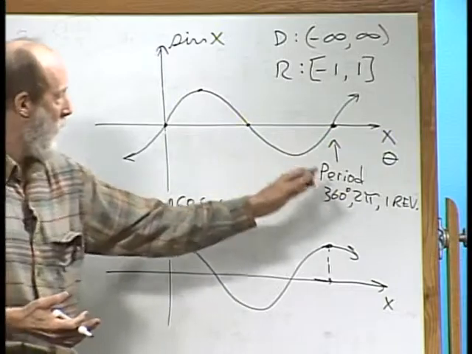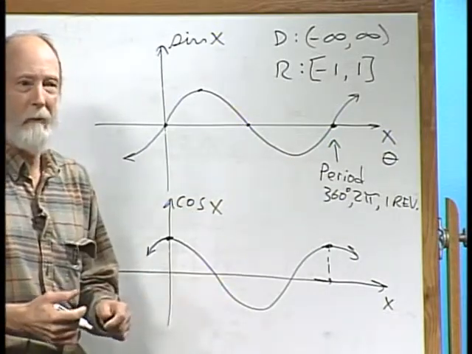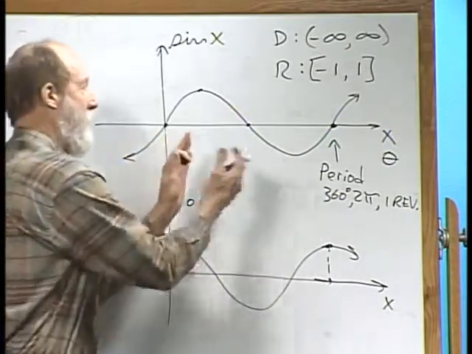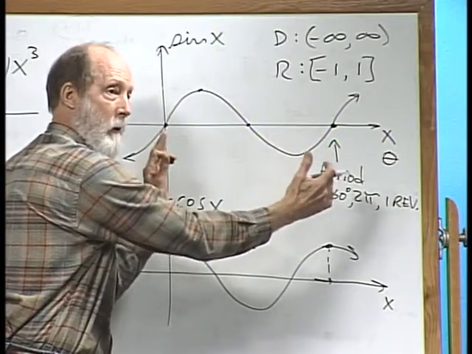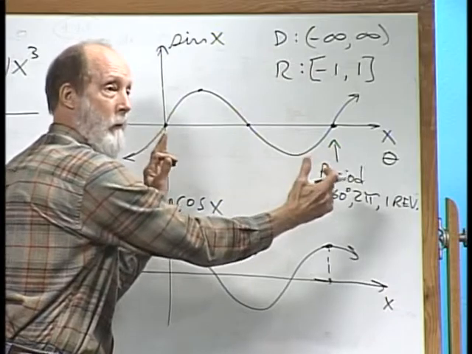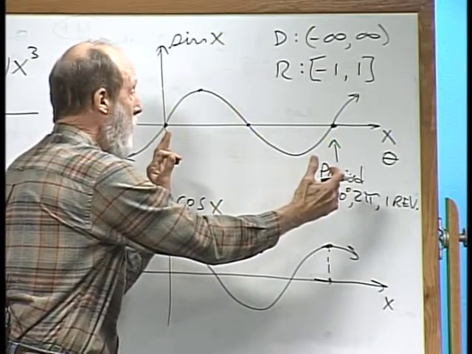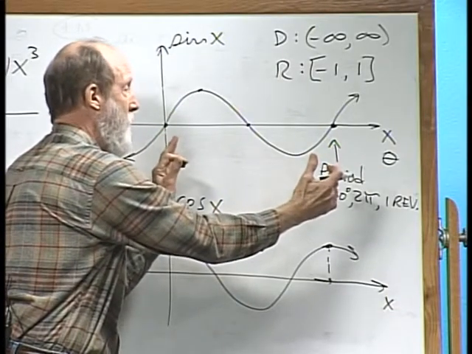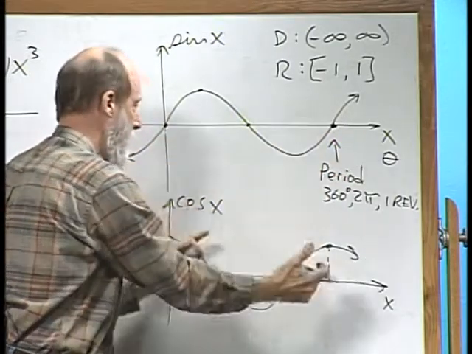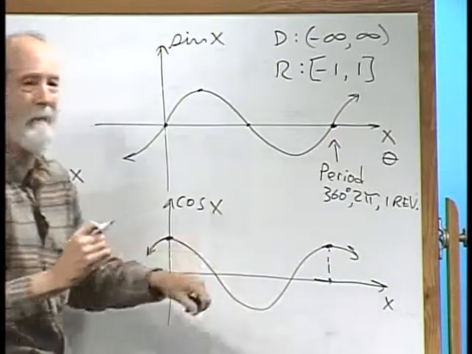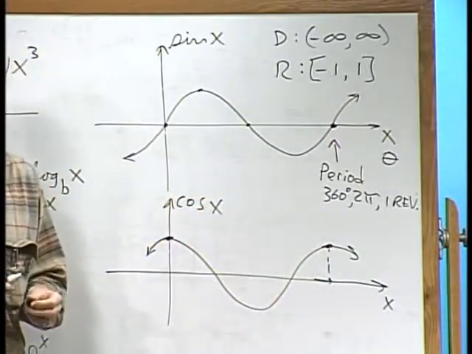So we're going to use that word, period, frequently in trigonometry. That's the minimum amount of an interval, the minimum size of an interval for which the particular function in trigonometry starts to repeat itself. Both of these functions have periods of 2 pi, or 360 degrees, or 1 revolution.